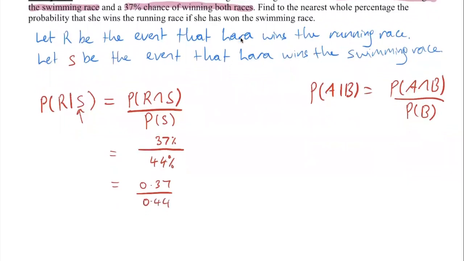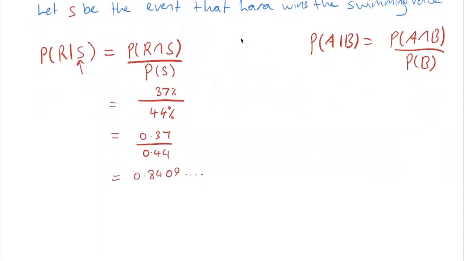After you do a little bit of simplification, you'll end up with a pretty horrific little decimal if you put this in your calculator, of 0.8409..., which if you multiply by 100, you'll get a percentage. Rounding to the nearest whole percentage, you'll end up with 84 percent, nearest whole number.